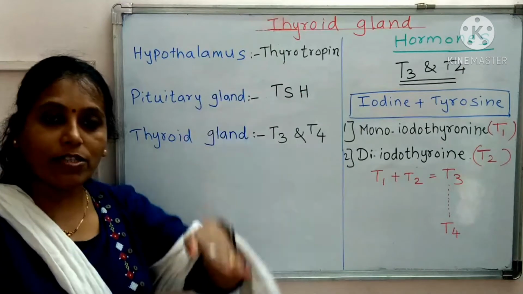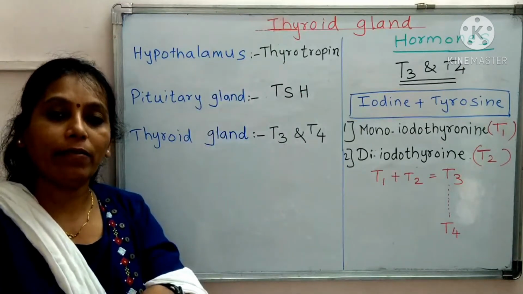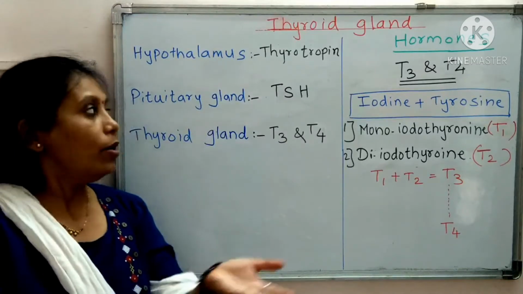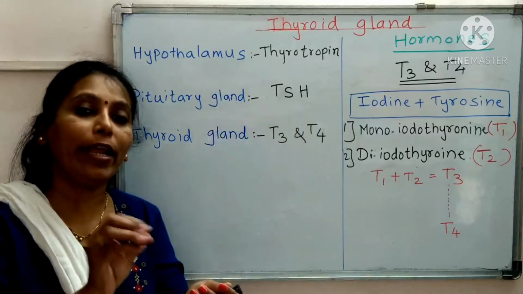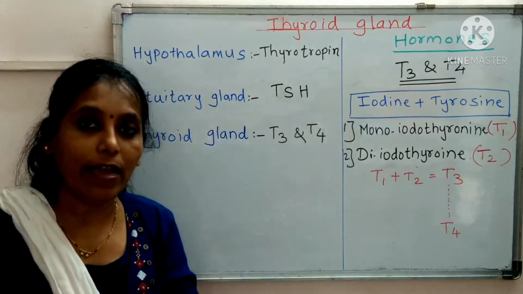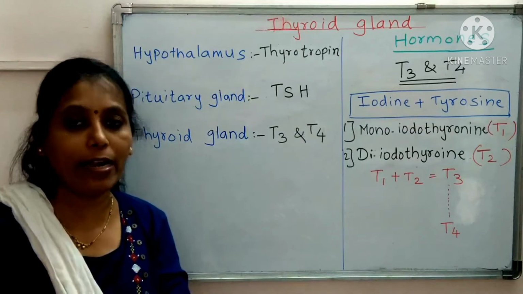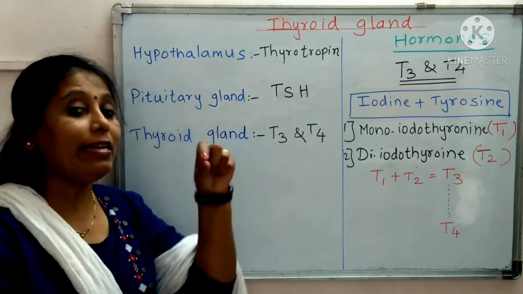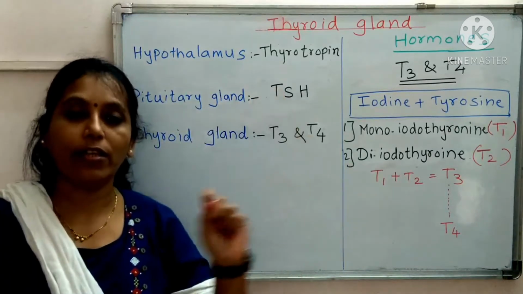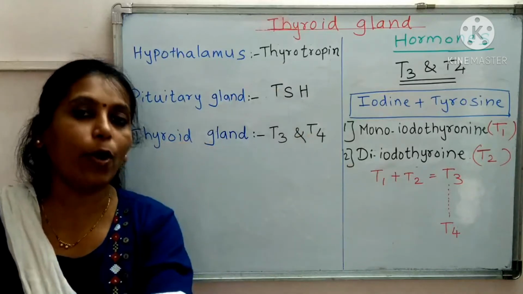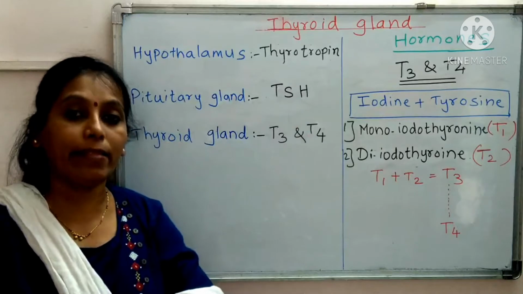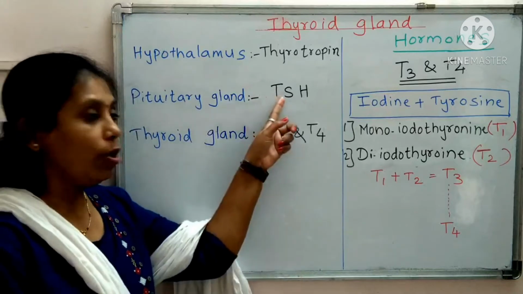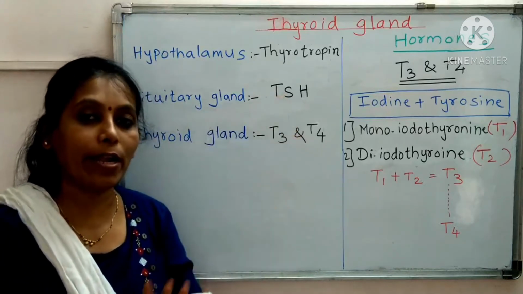This thyrotropin comes to the pituitary gland, which is located at the base of the hypothalamus, which is a master gland. So this thyrotropin stimulates the adenohypophysis, the anterior lobe of the pituitary gland, so that this adenohypophysis part secretes TSH, that is thyroid stimulating hormone. The name itself indicates what thyroid stimulating hormone means. This hormone stimulates the thyroid gland.